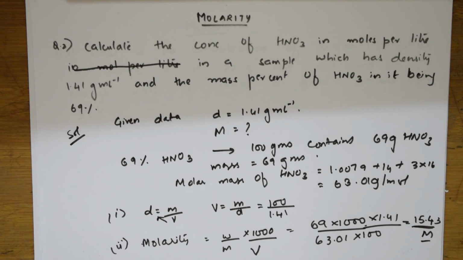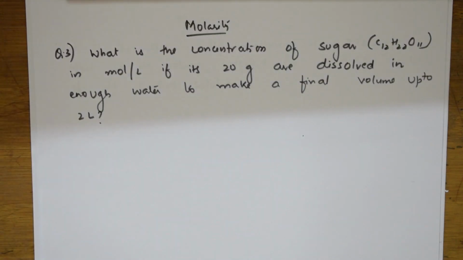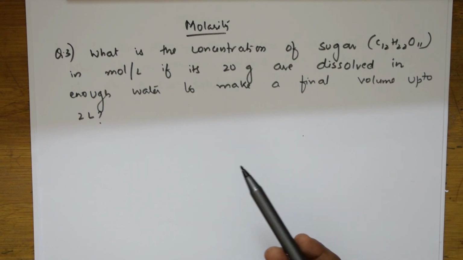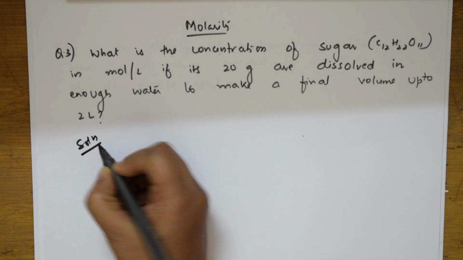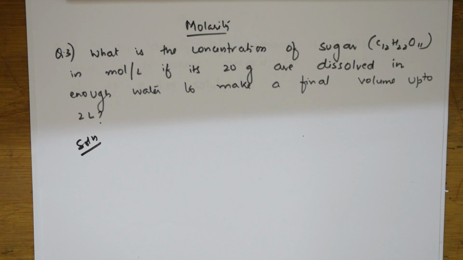Right. Now let's come back and do the next sum, which is related to molarity. So we have seen two combinations. Now let's see the next one. In this question, what did they give us? Again, as I said, all these are molarity numericals. Let us read the question first. What is the concentration of sugar, that is C12H22O11, in moles per liter, if 20 grams are dissolved in enough water to make a final volume of 2 liters? First of all, they are asking us to find the concentration of sugar.